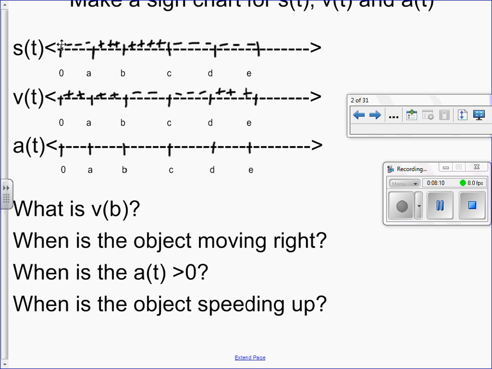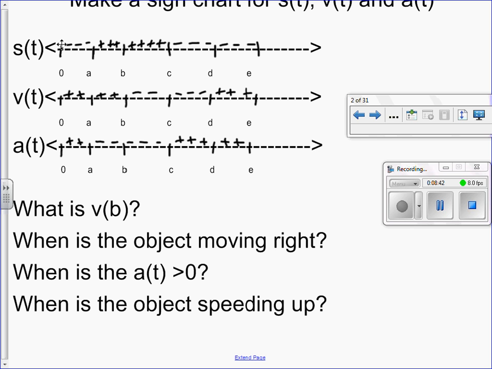It was positive from 0 to A. Negative from A to C? Or, I don't remember. A to C? This is fun. And then from C to E was positive. Making a sign chart. Just a number line. You're indicating the sign of that function above it. Now, you'll see why it's valuable in a second.